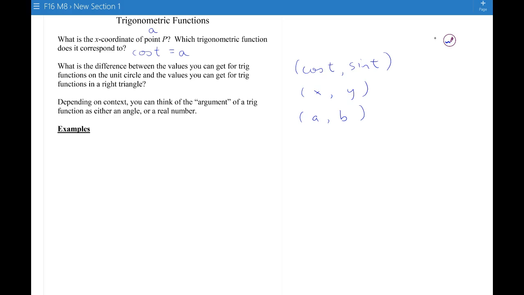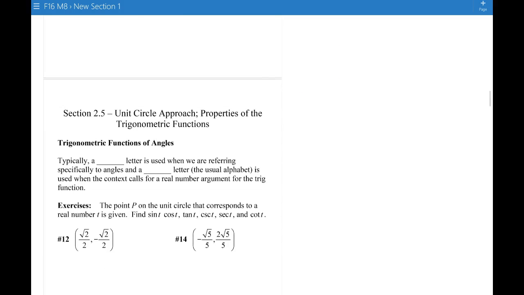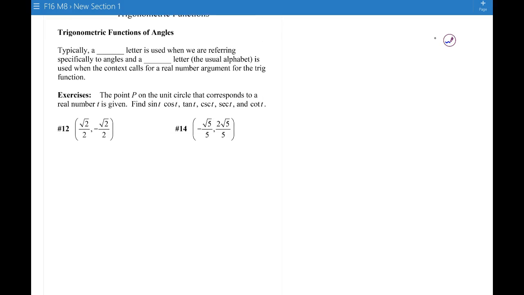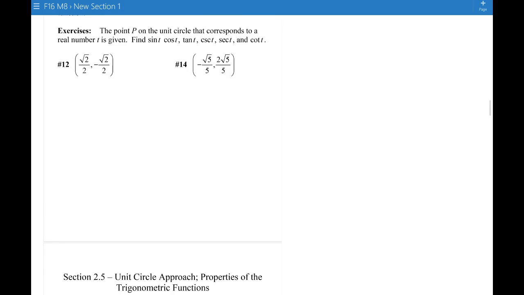Depending on context, you can think of the argument of a trig function as either an angle, you could have the sine of theta, or a real number, you could have the cosine of t. I'll give you some examples of when you would want which of those. Typically a Greek letter is used when we're referring specifically to angles, and a regular alphabet letter is what we use when the context calls for a real number argument for the trig function. So we'll work on these exercises together.